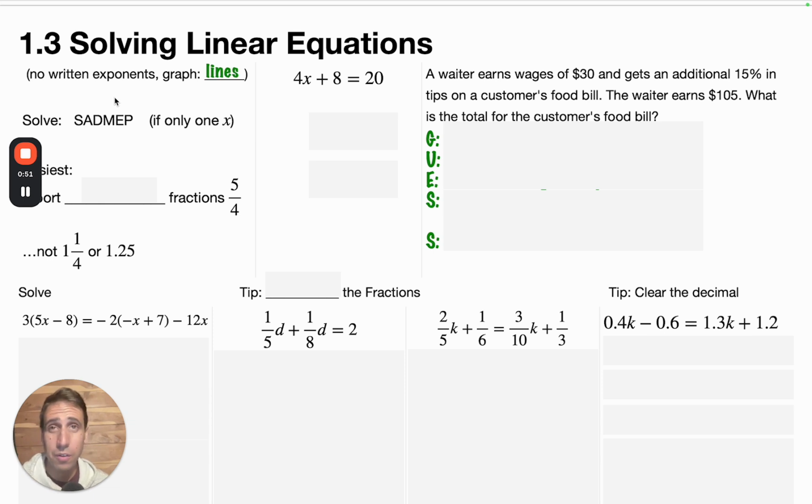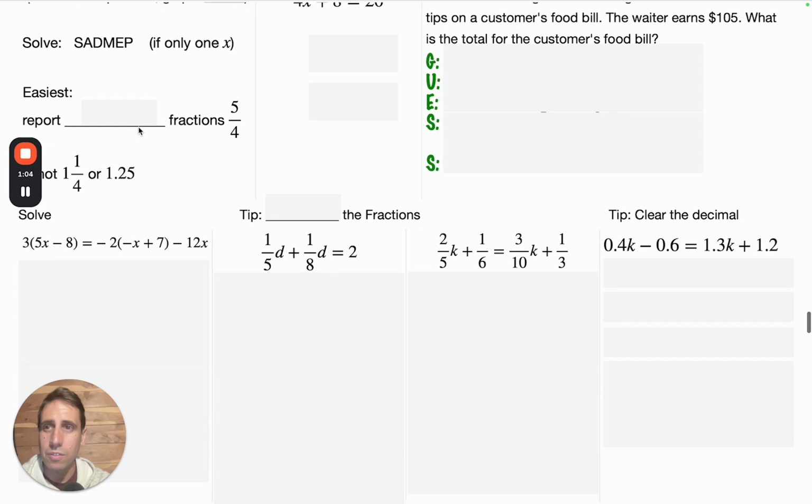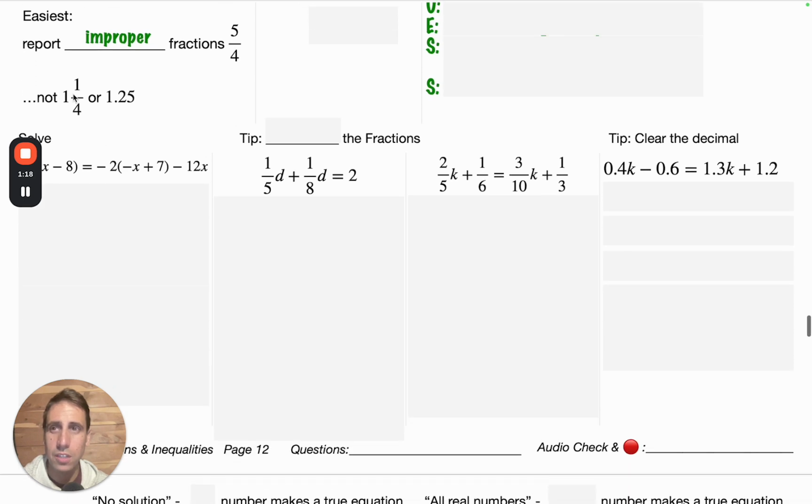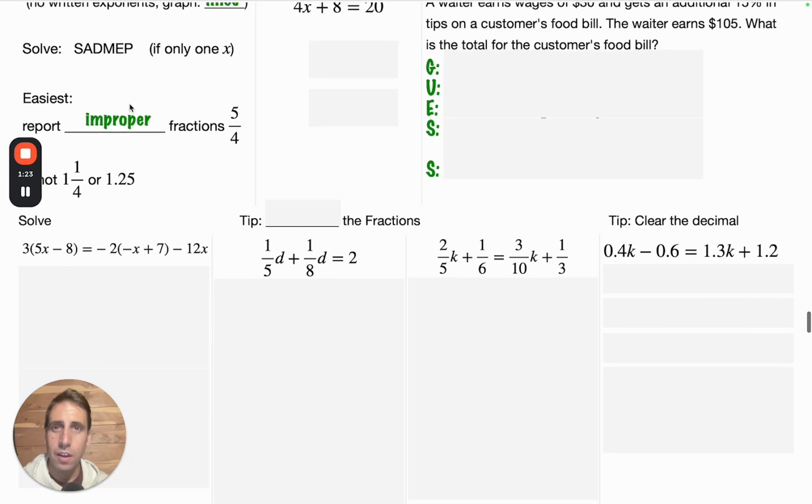But if there's not, then you can always add or subtract a term from both sides. If there's variables on both sides, then we know how to take care of that. And if you don't, I'll show you. For example, it's easiest to report your answer as an improper fraction, like 5 over 4, 10 over 3, or 9 over 16. You don't need to change it into a mixed number or a decimal. So let's get right to it.